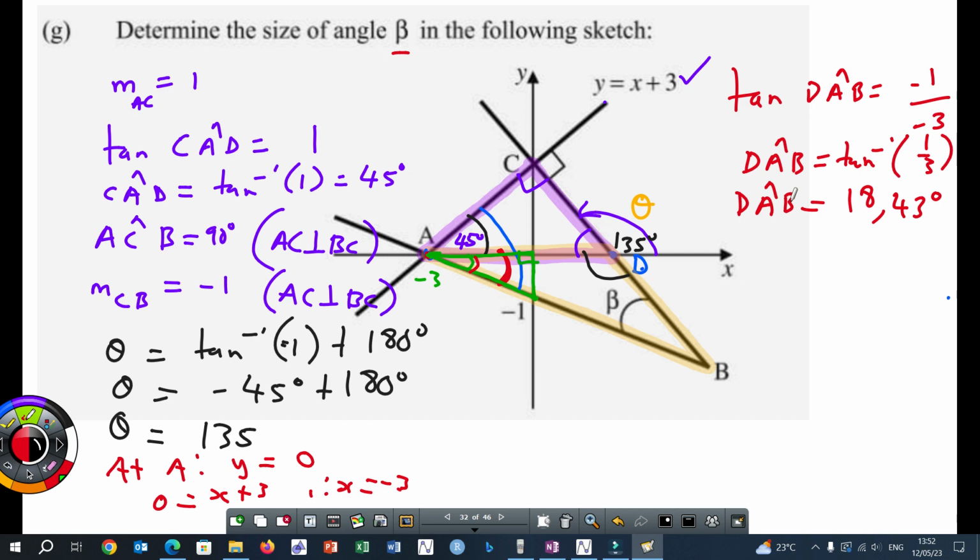Did you work with the gradient, sorry, not gradient, but the value of the ratio, which is positive, or with a negative? If you went with a negative, then you get an obtuse angle. Then you have to convert to an acute angle.